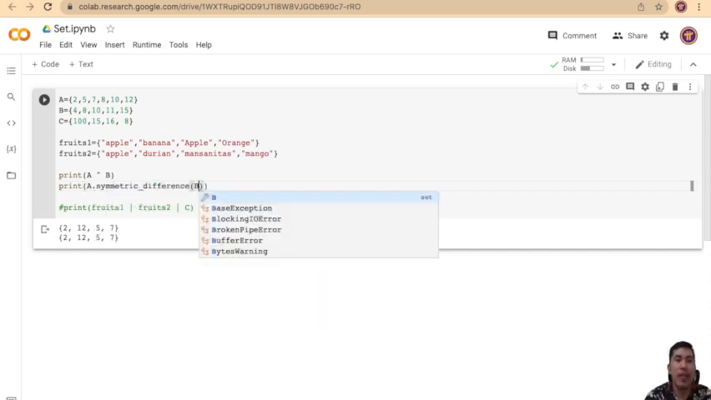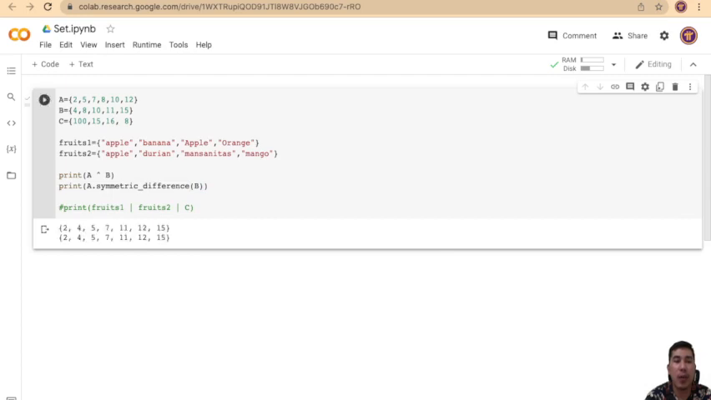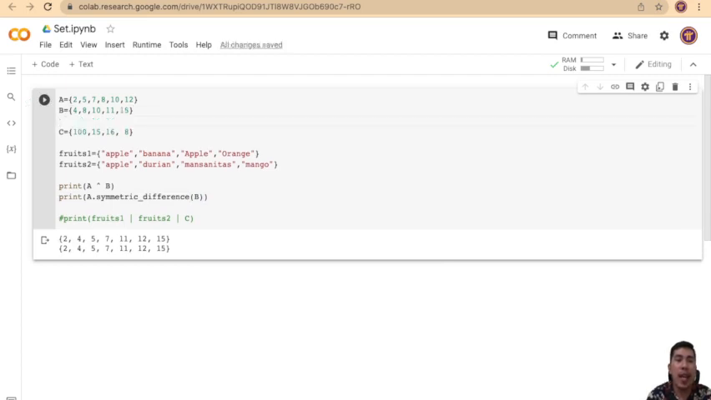If we run the program, we would have 2, 4, 5, 7, 11, 12, and 15. Notice that among our two sets, 8 is common to them and 10 is also common to them. Therefore, we remove these elements from both sets, and the resulting set is the remaining elements that are not common to both sets.